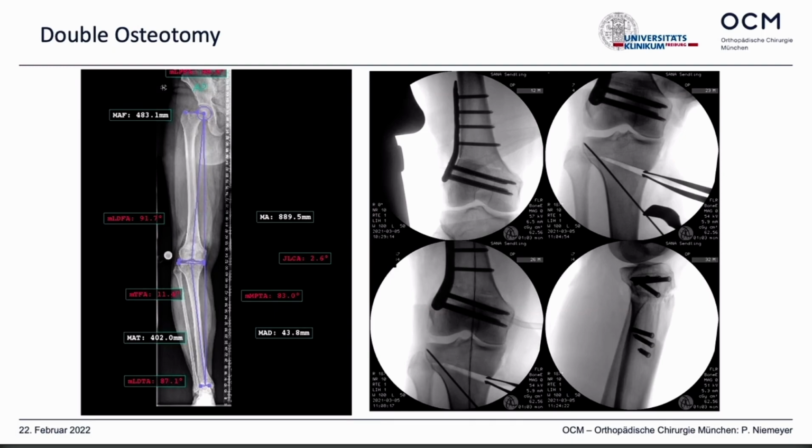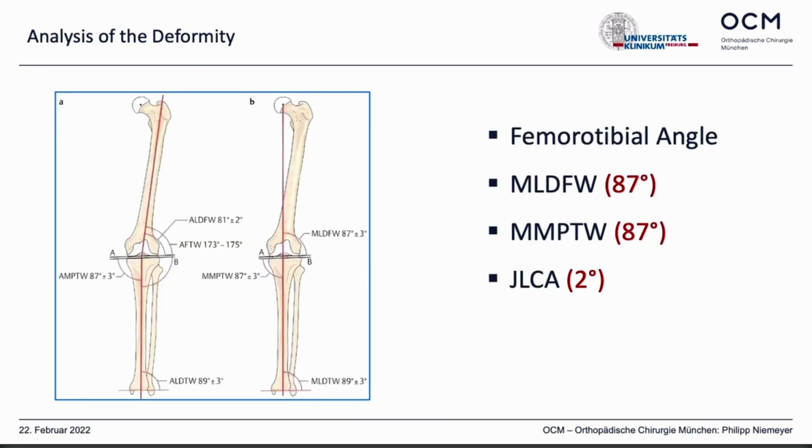In our hands, for a varus deformity, we more or less frequently use a closing wedge lateral femur osteotomy in combination with an open wedge high tibial osteotomy, because this results in a neutral leg length at the end and really neutralizes the load bearing in these patients.